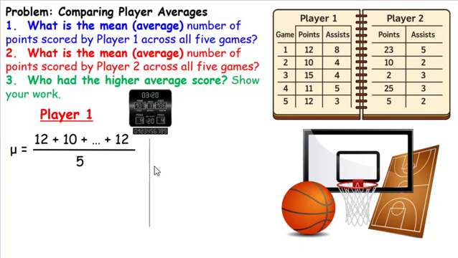Since we only have 5 numbers, this really doesn't make a big difference. But if we have 10, 20, 100, 1,000 numbers, this would make a major difference because then you don't have to write all the numbers down. Again, it's always the first number plus the second number plus dot dot dot, that ellipsis, plus the last number, divided by the total number of data values, which is 5 in this case.